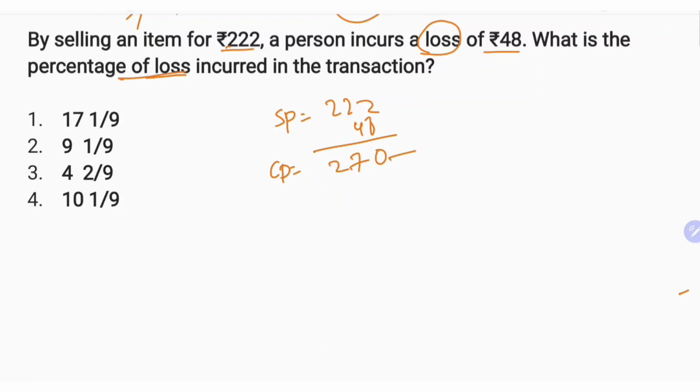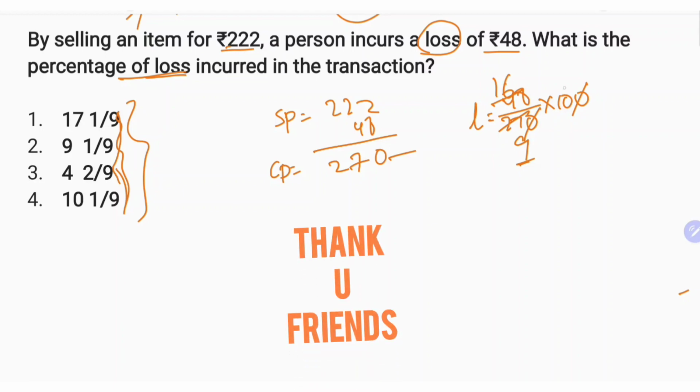What is the percentage of the loss? We know the loss formula. Loss equals loss by cost price into 100. From this, you can understand one thing. In the options, all denominators have 9. Clear? So definitely 3 table 9 times, 16 times. Wait a minute. If all the denominators are 9, 16 and 10, 9 cannot be divisible. So the answer must be 9.